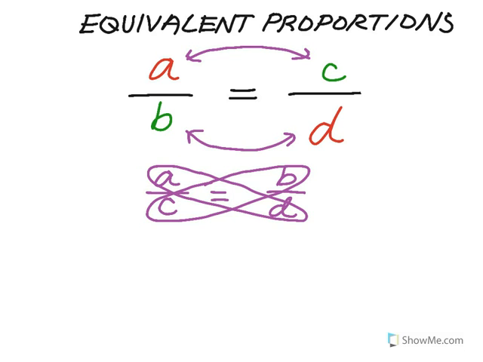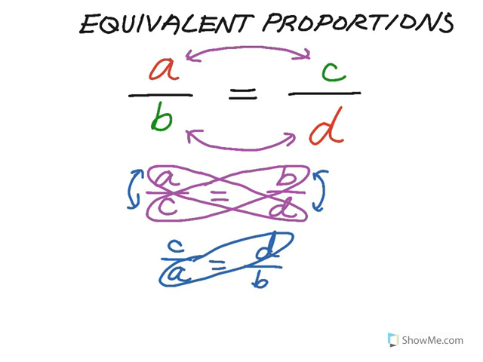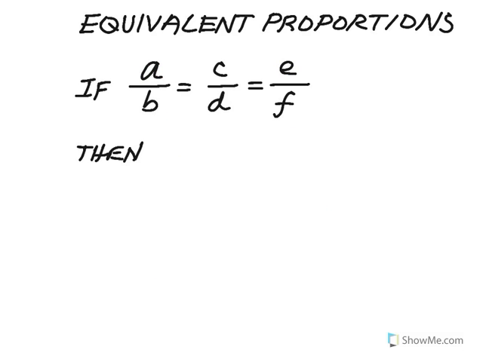And further, I could take this one and shift like so and say C is to A as D is to B. Again, as long as I'm always cross-multiplying A times D and B times C, just like the original proportion, this is another equivalent form. Okay, more on equivalent proportions.